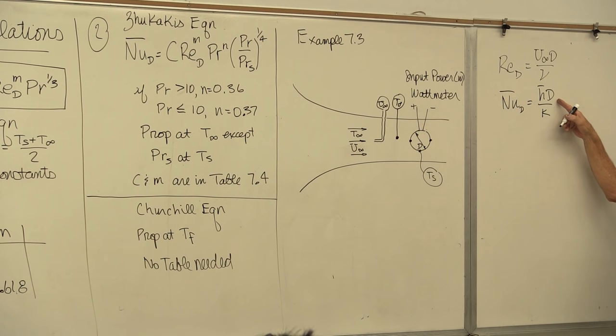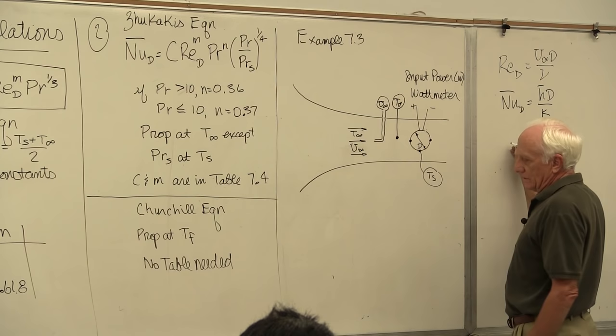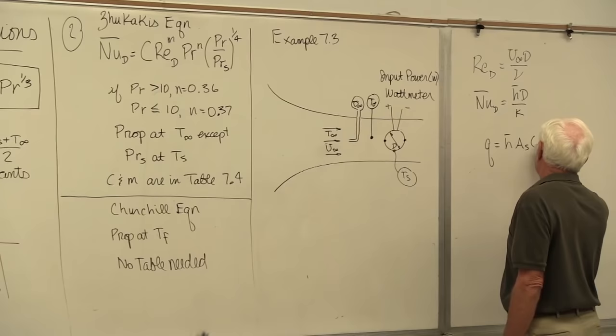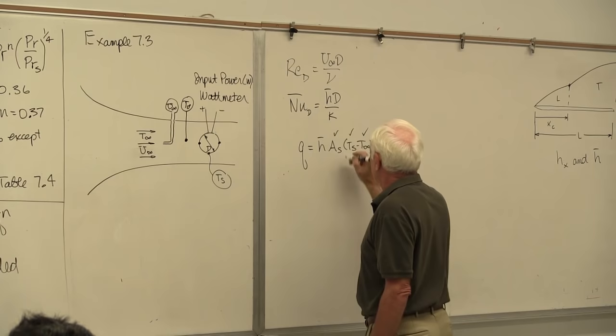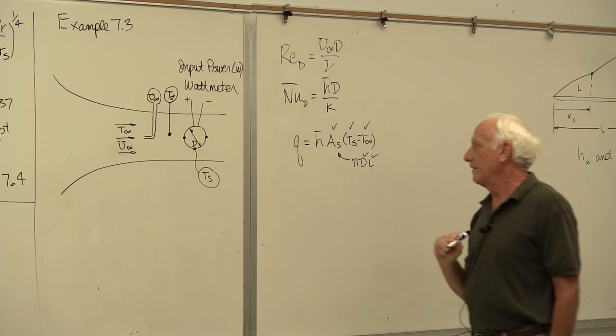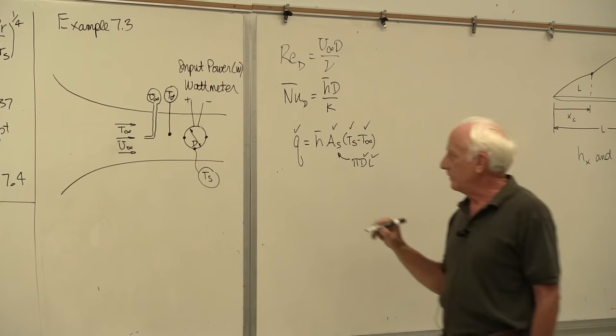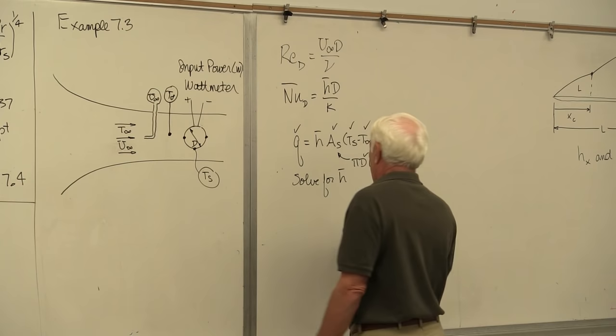Now, the h bar, how do you get h bar? Well, you go back to chapter 1. For convection heat transfer, Newton's law of cooling: Q equals h bar A_s times (T_s minus T infinity). I measure T_s with the thermocouples and average them. I measure T infinity, got it. The surface area A_s is pi D L, got it. I have the watt meter, which tells me the input power, got it. Solve for h bar. Get Nusselt bar. All right, now I've got the Reynolds number and the Nusselt number.